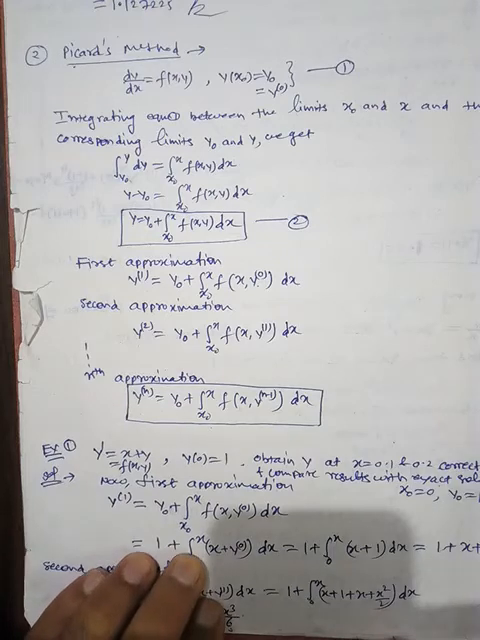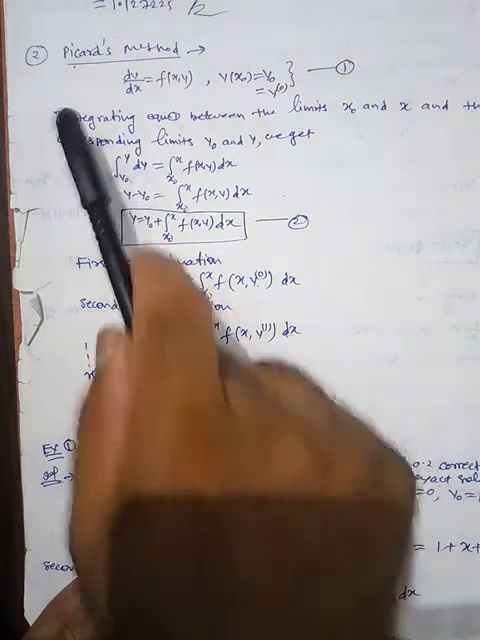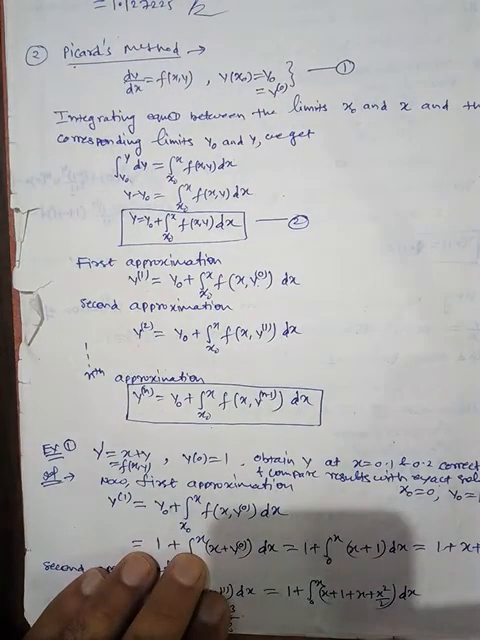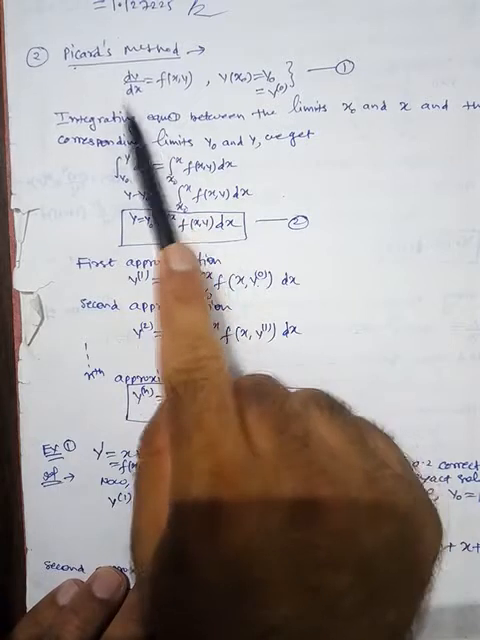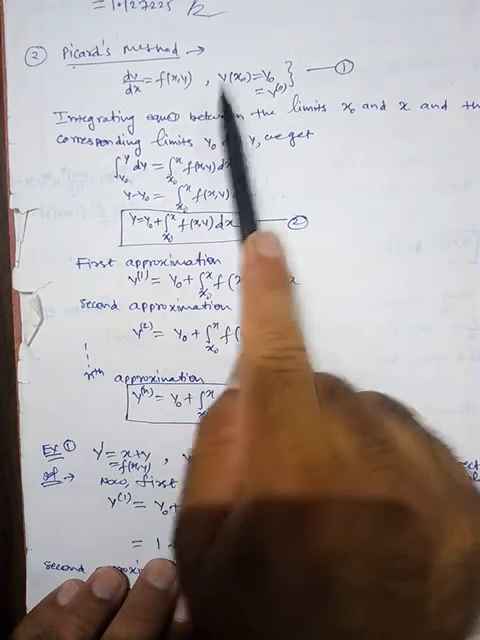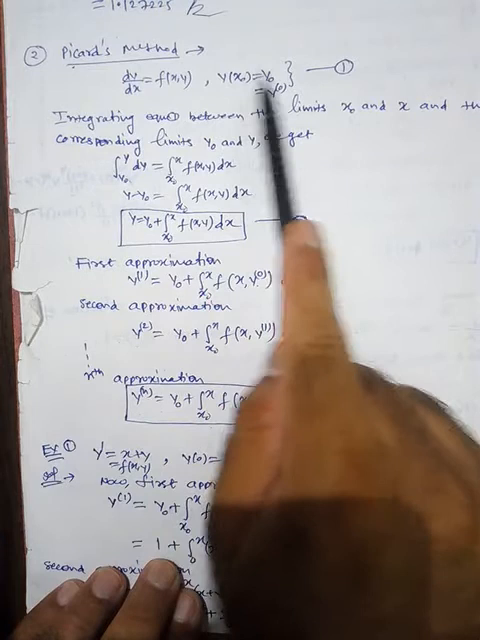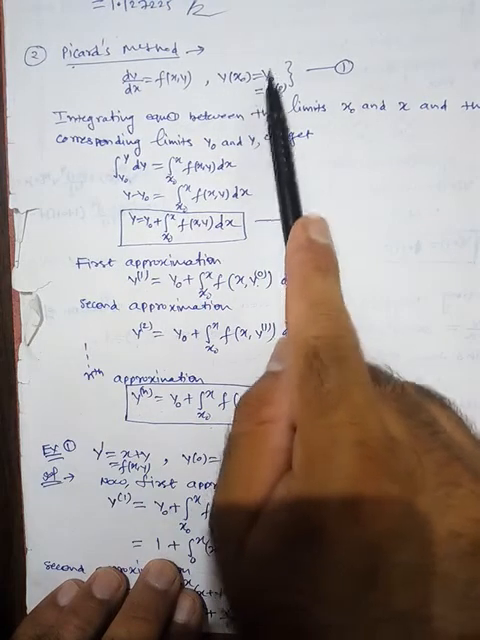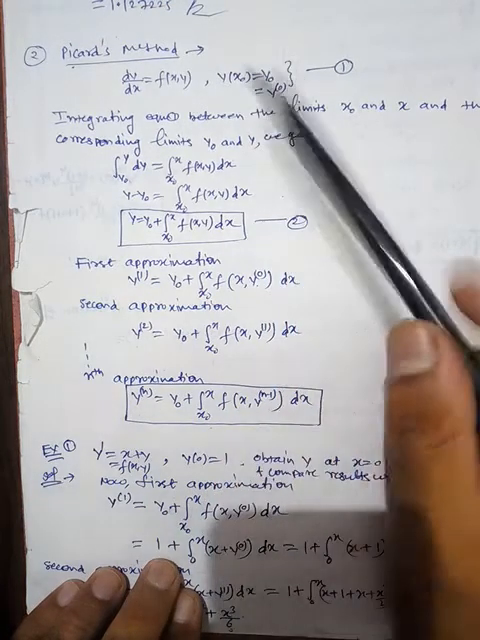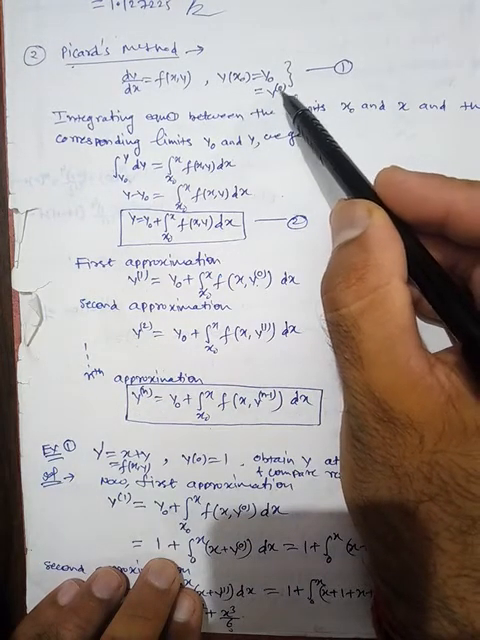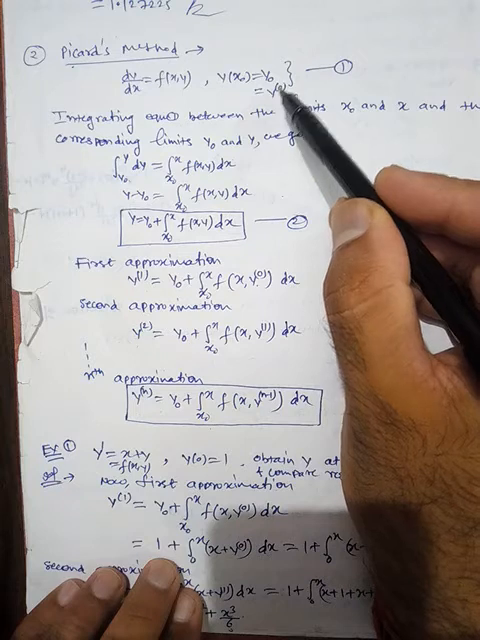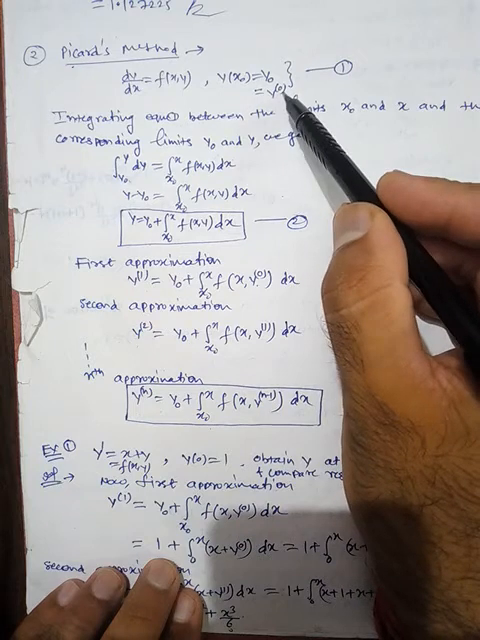Students, in this video I am going to discuss the second method, Picard's method. So what is Picard's method? Suppose this is the initial value problem, dy by dx is f of x, y, with initial condition y at x naught is y naught. This is the initial condition. Let us denote this y naught by a new notation, y with 0 in the superscript. This 0 represents the initial guess. Fine. So this is the initial guess.